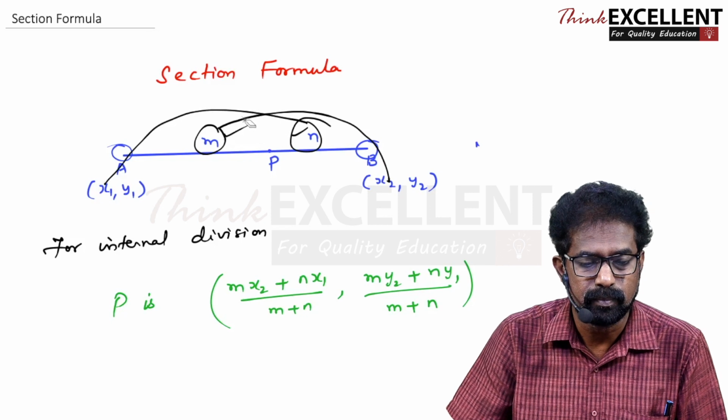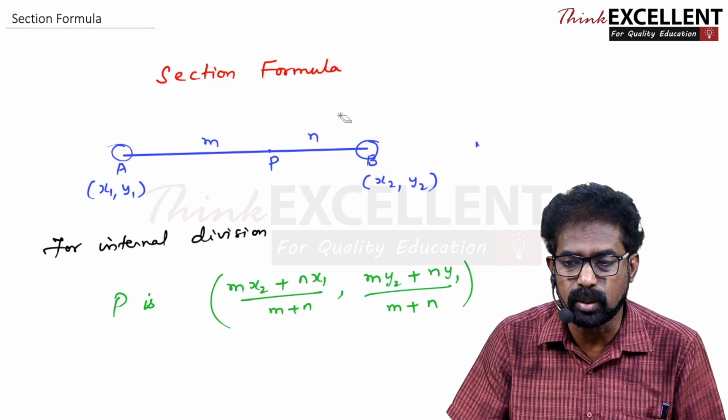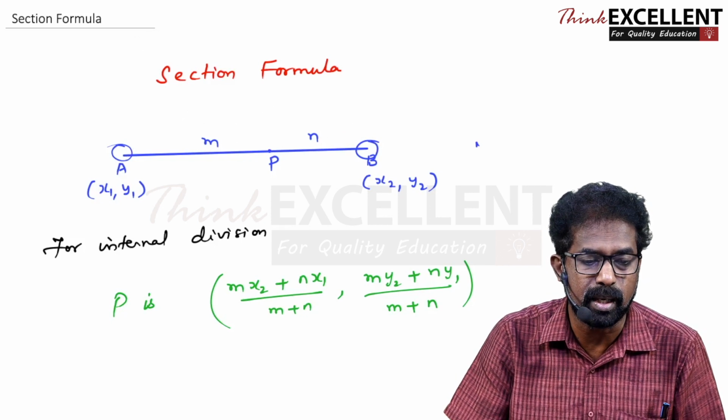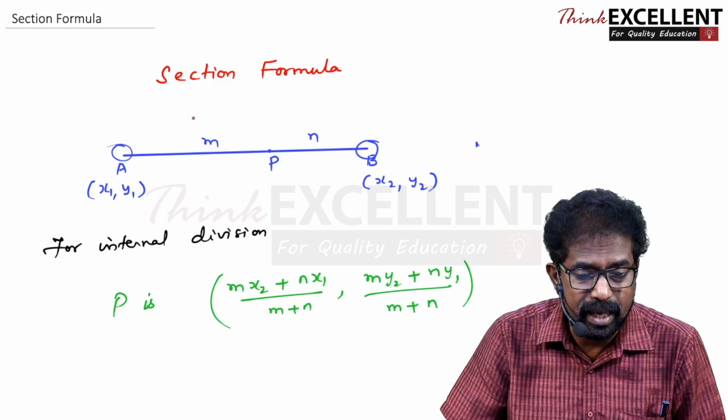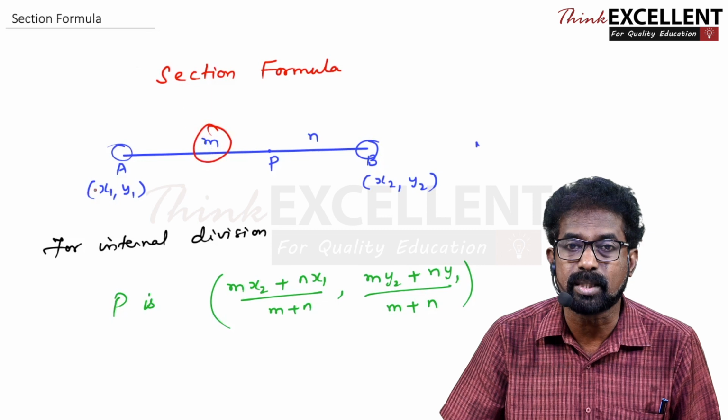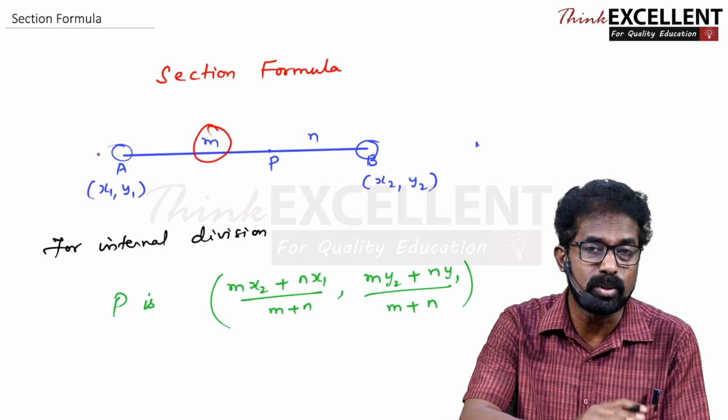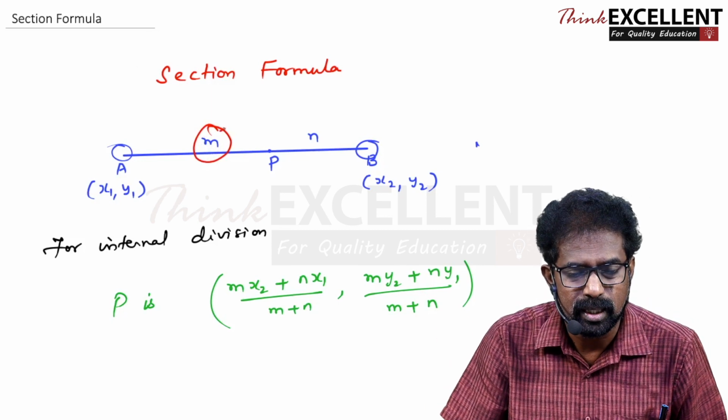See the formula? It divides in the ratio m is to n. P is the point that divides in the ratio m is to n. To find the x coordinate, when you take m, don't take x1. Don't take it just because it is nearby. Go to the other end: m into x2.